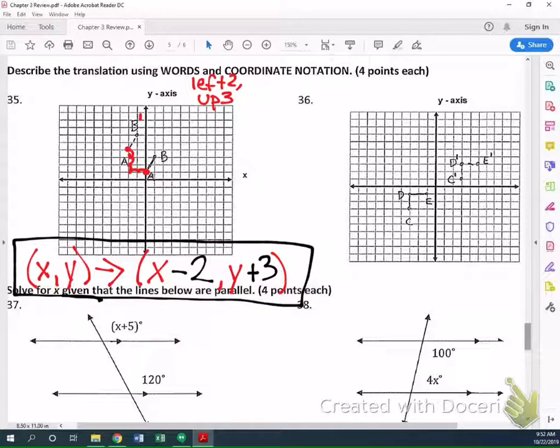I do. Now, see how the directions say in bold you need both words and coordinates. These are worth 4 points each. So you will get a point for saying left 2. You'll get a point for saying up 3. You'll get a point for writing the x correctly. You'll get a point for writing the y correctly. That adds up to 4 points. If you skip this section altogether, you will automatically have a -8. I would not recommend that.